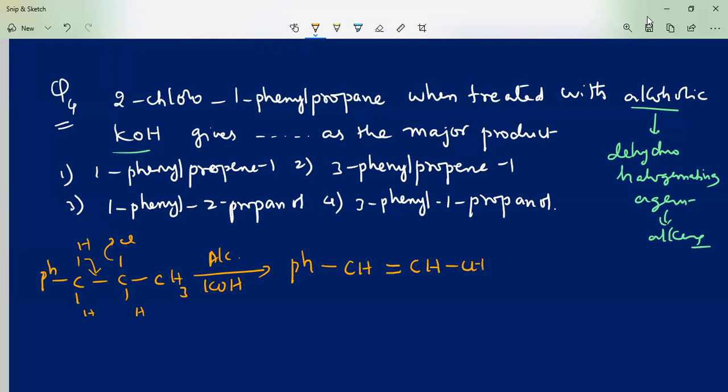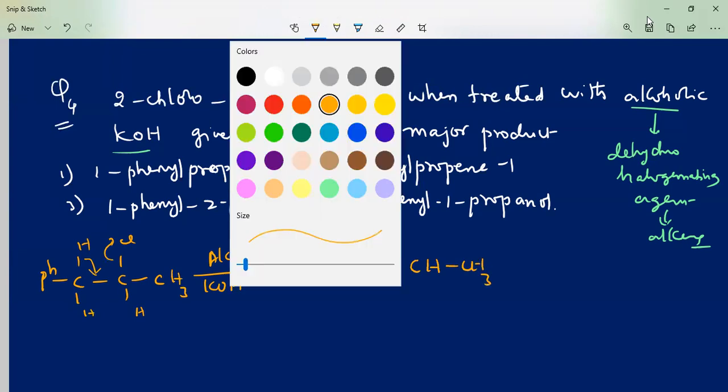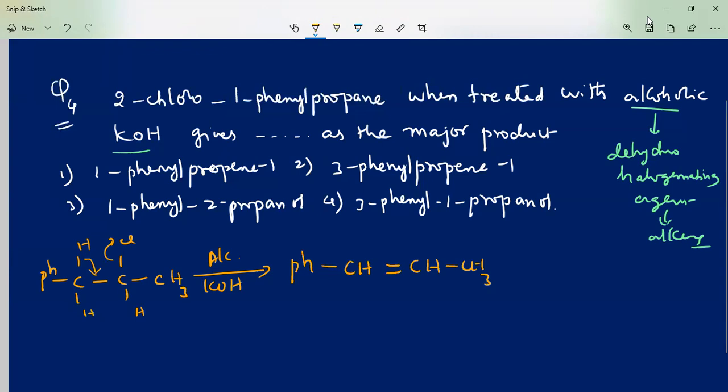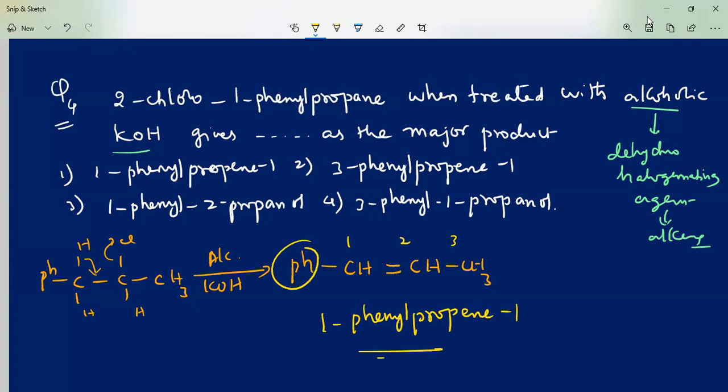If you give numbering here, this is first, this is second, this is third. On the first carbon we have phenyl. That means the substituent is 1-phenyl, and the functional group is alkene, prop-1-ene. So 1-phenyl propene is the right answer for this question.